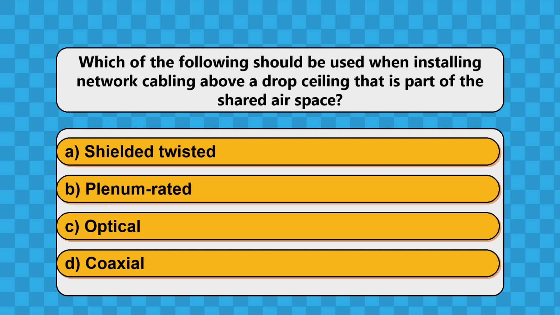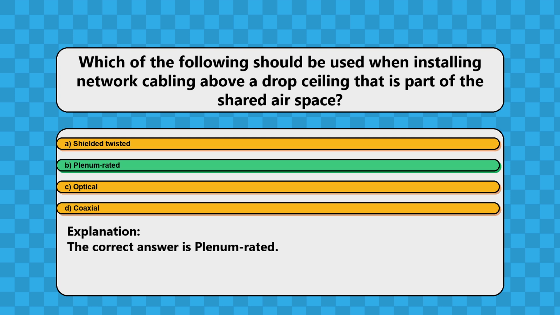Question 63. Which of the following should be used when installing network cabling above a drop ceiling that is part of the shared airspace? Option A, shielded twisted. Option B, plenum rated. Option C, optical. Option D, coaxial. The correct answer is option B, plenum rated.